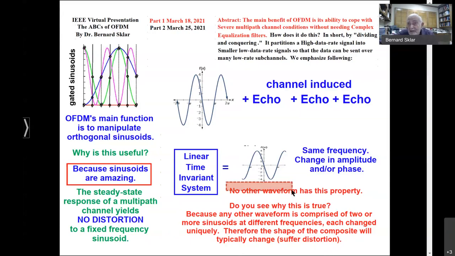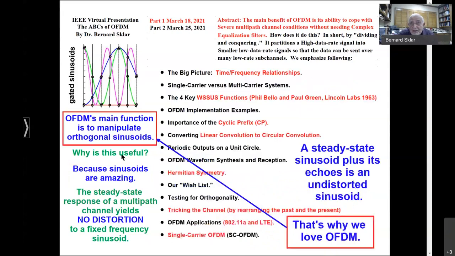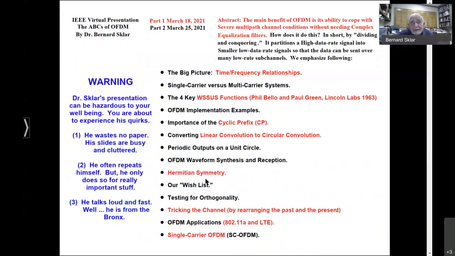So it is amazing that no other waveform has this property, a remarkable, taken for granted property, because sinusoids are amazing, and that's why we love OFDM.